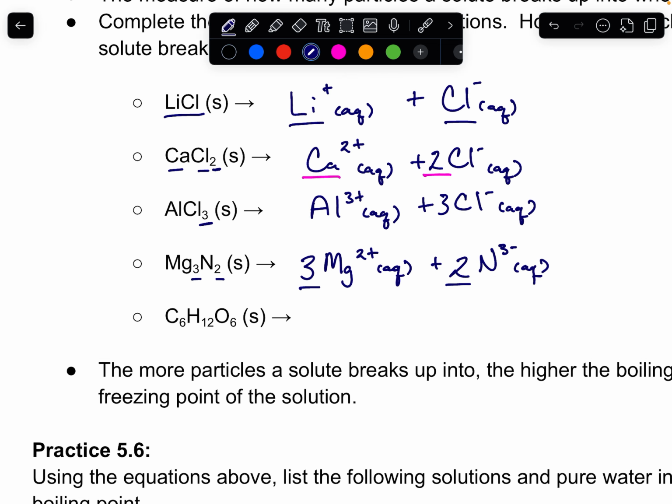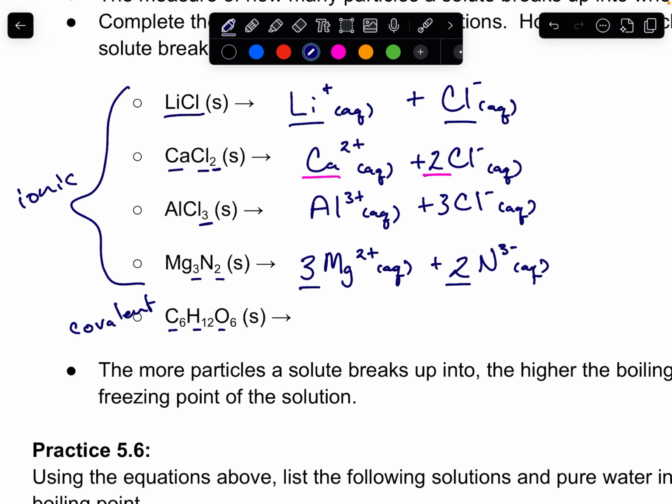Right, and the last one, this is a trickier one. Okay, because if we look at these, let's look at the type of bonding that we have. Okay, lithium chloride, calcium chloride, aluminum chloride, and magnesium nitride. These are all ionic. Okay, C6H12O6, those are all non-metals. Okay, so this guy down here, this is covalent.